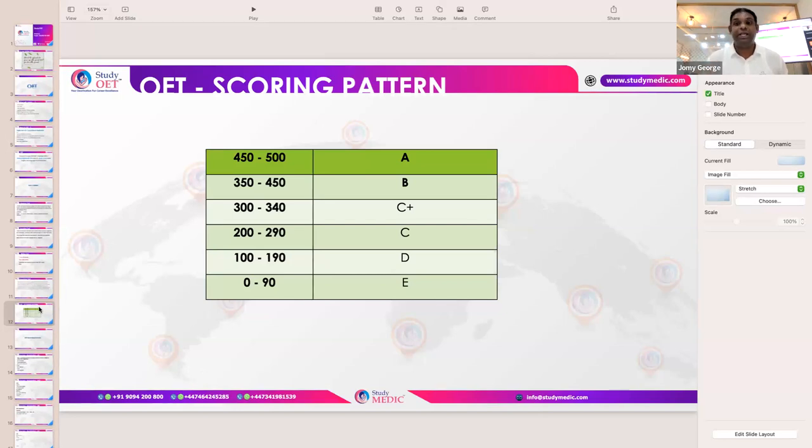350 to 450 is our minimum target, because that is a magical level. That level is accepted by almost all the boards and councils. So 350 to 450 means B. Minimum target, not the maximum target. Minimum target is B. So this is the scoring pattern as well.